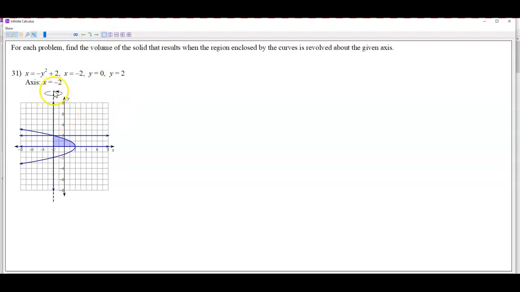All right, now notice this time we have a vertical axis of revolution, and when that happens, we're going to be integrating with respect to y, and also your functions need to be in terms of y, which, as you can see, it's already been done for us, so that's kind of nice. So when you're doing this, your radius is the distance from the function, the main function that they give you, from the axis of rotation, and it's going to be a horizontal line, right? And that distance is found by doing the function farthest to the right minus the function on the left.